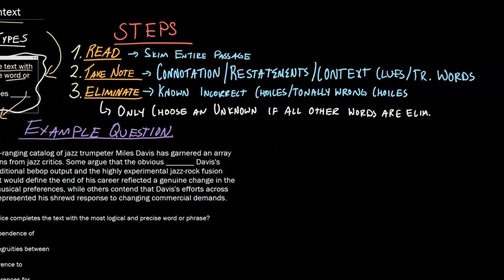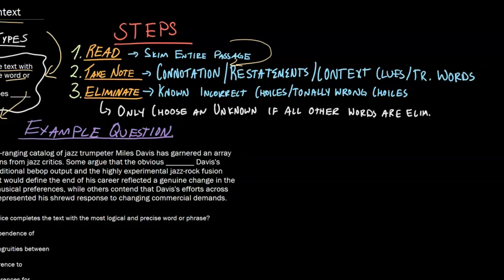The first thing we're going to do is skim the entire passage. You want to skim the entire passage so you can get a general idea of the connotation of the passage. So what kind of tone are we striking here? Are we informational? Are we happy? Are we joyful? Are we gloomy, etc.? Then you're going to look at restatements.